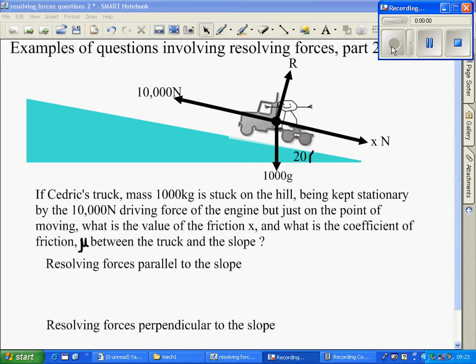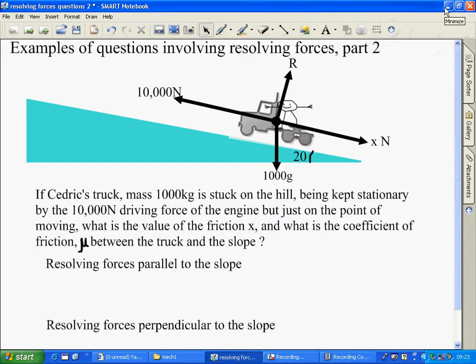Hi, welcome to part 2 of resolving forces, looking at using our resolving forces skills to solve practical real-life problems.